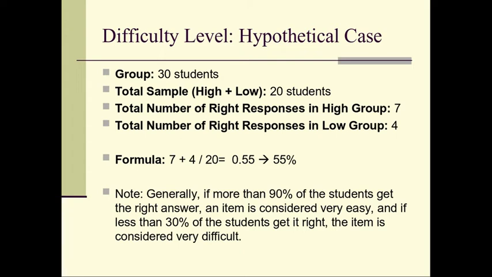And we have a note. Generally, if more than 90% of the students get the right answer, an item is considered very easy. And if less than 30% of the students get it right, the item is considered very difficult.